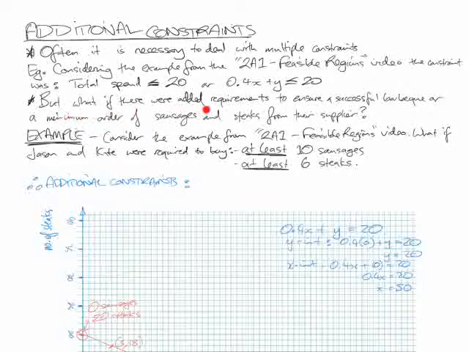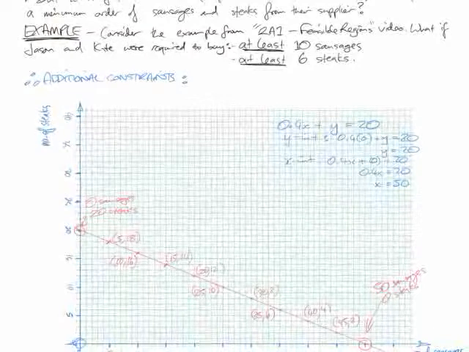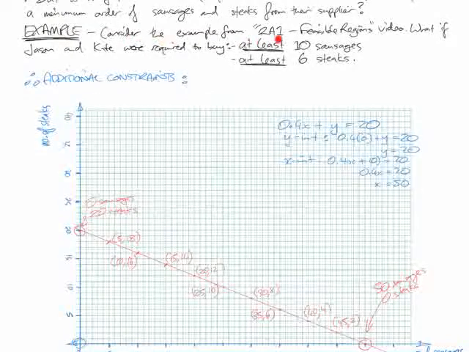But what if there were added requirements to ensure a successful barbecue from that example, or let's say there was a minimum order of sausages and steaks from their supplier? So we're going to add some more constraints to this particular problem. For example, using that same example, what if Jason and Kate were required to buy at least 10 sausages and at least 6 steaks? This results in two more constraints to what we had before.